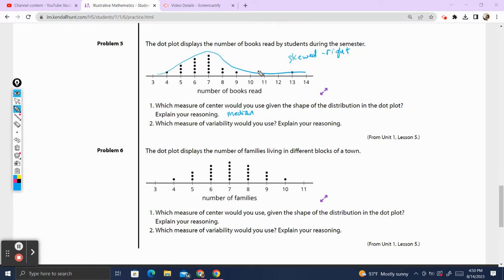Problem number 6. The dot plot displays the number of families living in different blocks of town. So we've got all our dots here. Right now, it looks like a symmetric distribution. So when it's asking us, what measure of center would you use for the shape of the distribution? I would either use the mean or the median. When we have a symmetric distribution, they're both accurate measures of center, and they should be pretty close to the same number. Which measure of variability would I use? Again, I would use the mean absolute deviation to figure out the variability of the data by calculating the distance of each point away from the mean and figuring out the average of those distances.